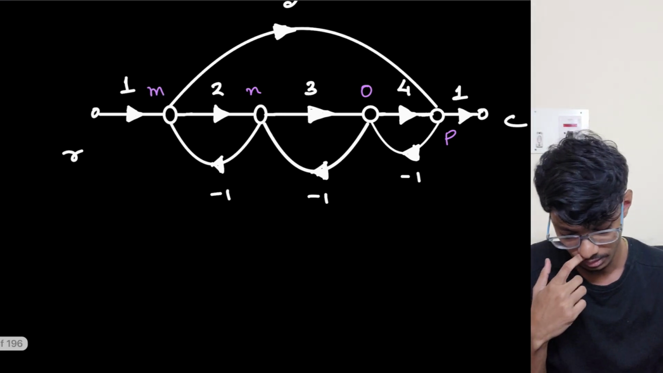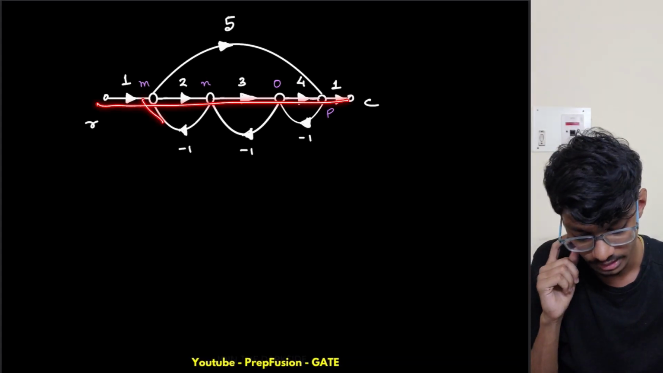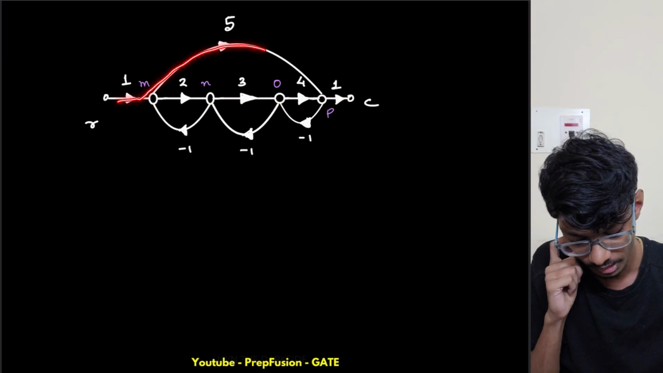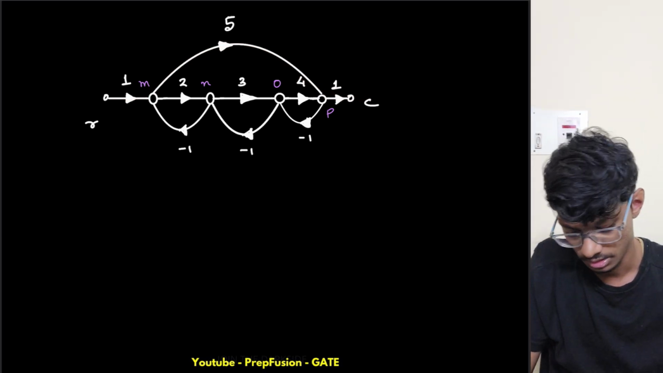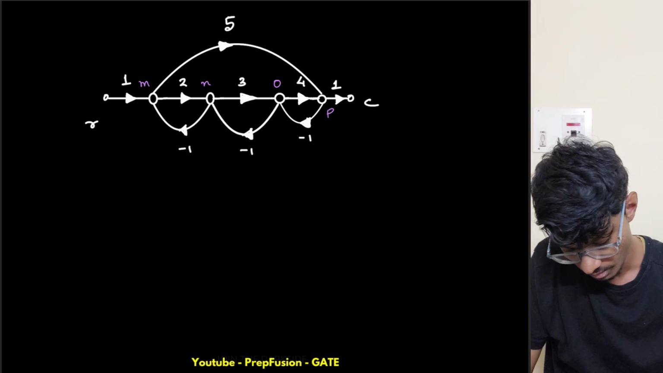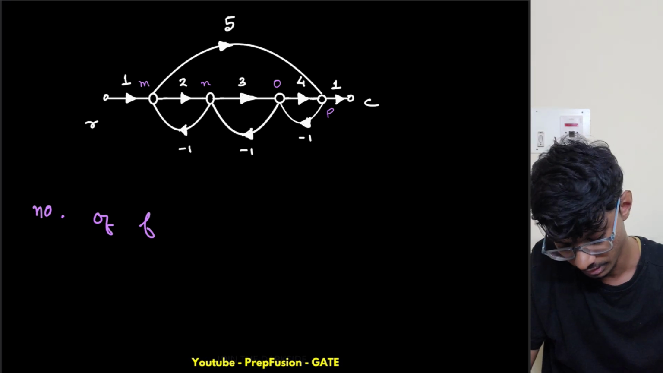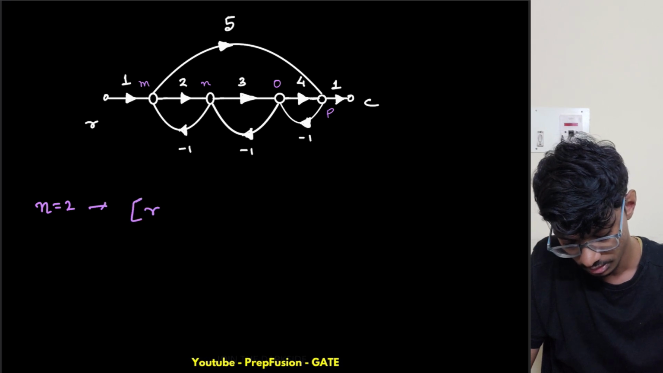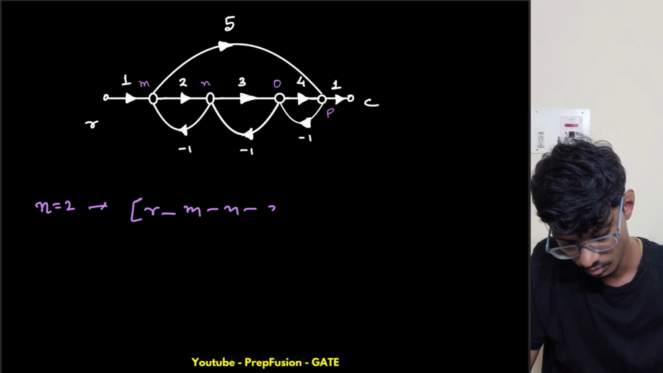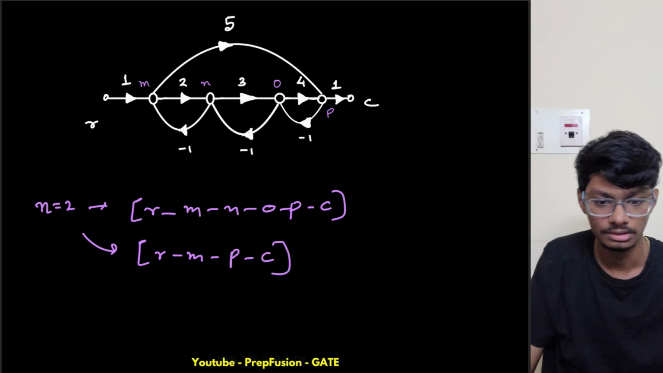So how many forward paths do I see? I see one path from here to here. Here I can't see a path, but from here I can see a path. So the number of forward paths is 2. This time I'll do this quickly. So n equals 2. What are the two paths? R M N O P C and R M P C. Okay, these are the two paths.